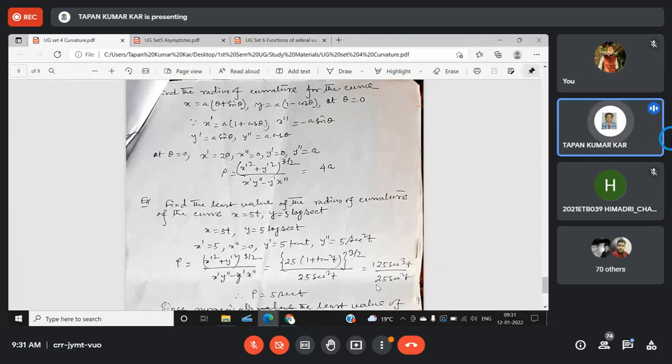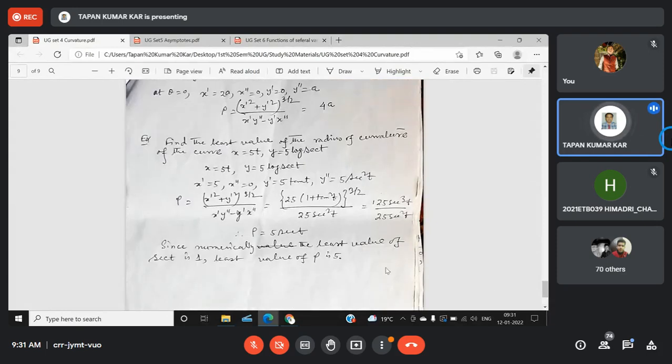Okay, one last example. I have solved several examples of different types. Look at this: find the least value of the radius of curvature of the curve x equal to 5t, y equal to 5 log sec t. Least value of the radius of curvature, that is the minimum. Both x and y are given in terms of the parameter t, so it is given in parametric form.